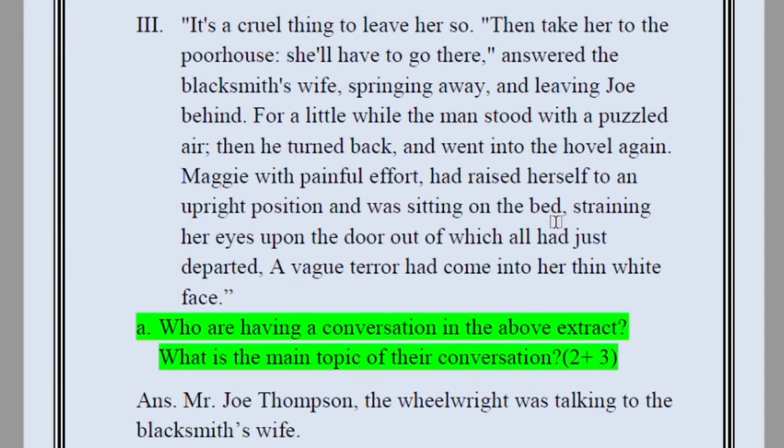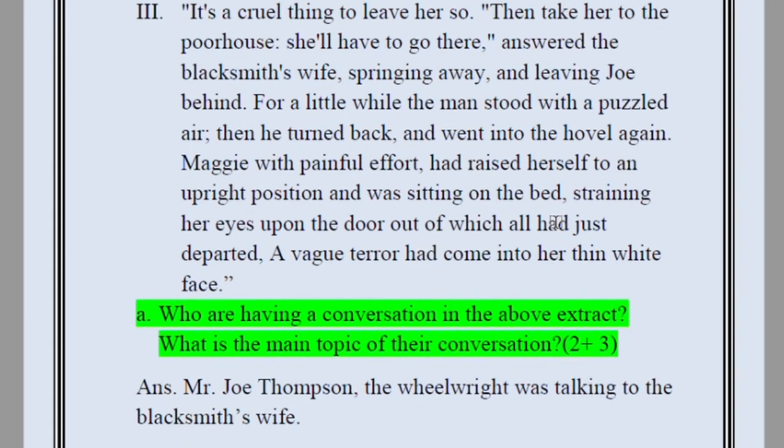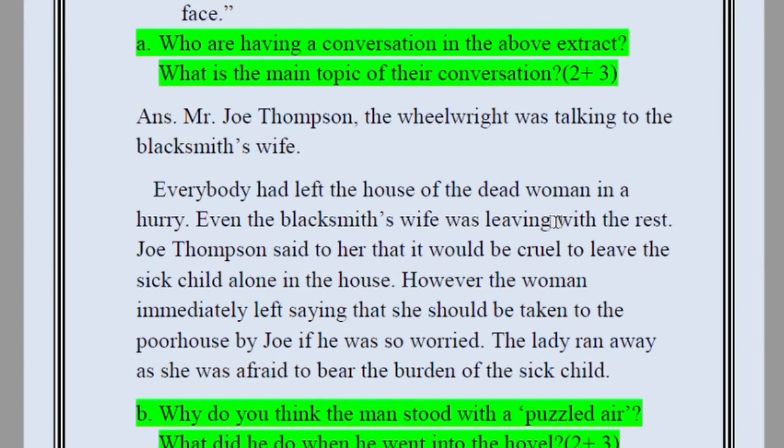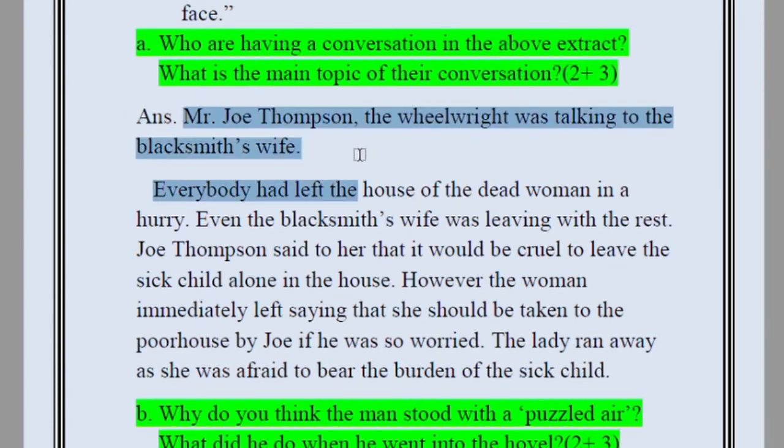This part is that portion where everybody has already left Maggie's house, and there was almost nobody, and then Joe Thompson comes in. This portion, okay. Question number A. Who are having a conversation in the above extract? So, Mr. Joe Thompson, who was the wheelwright, was talking to whom? The blacksmith's wife. Now, what is the main topic of discussion?